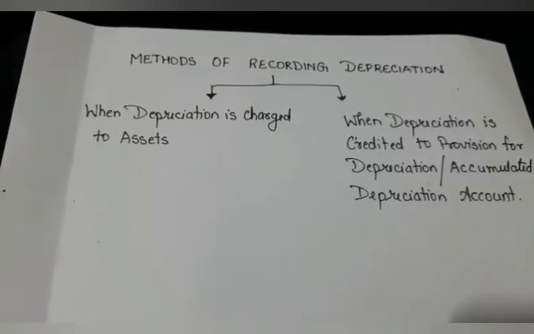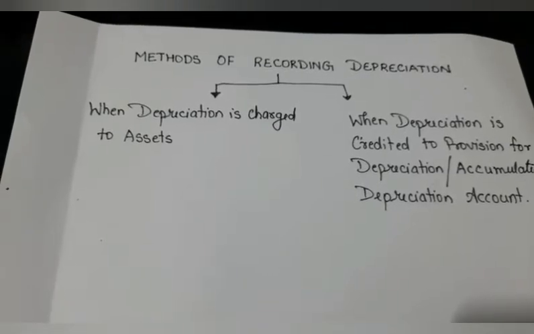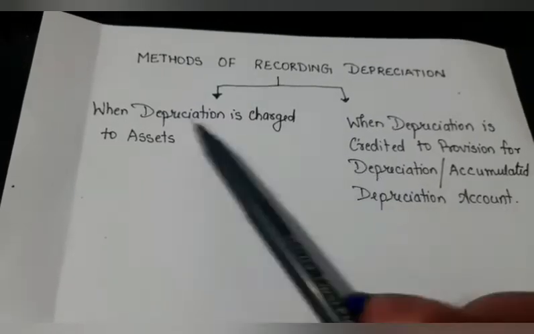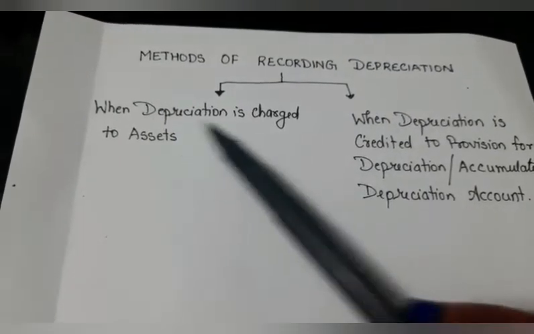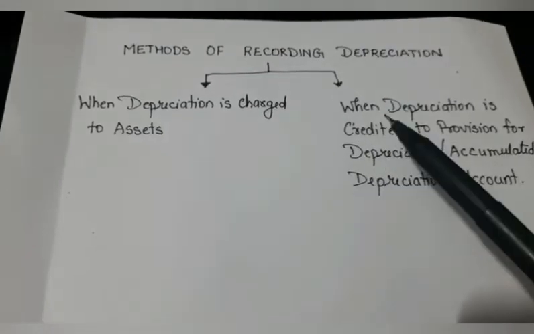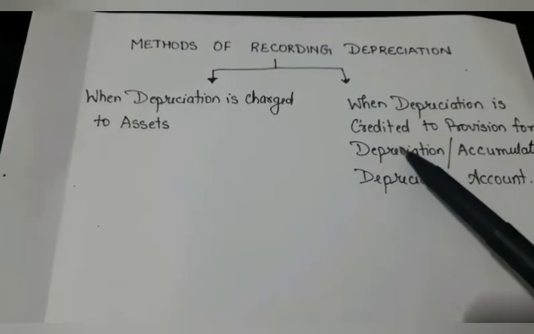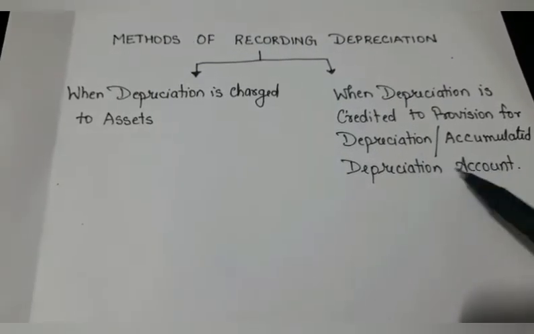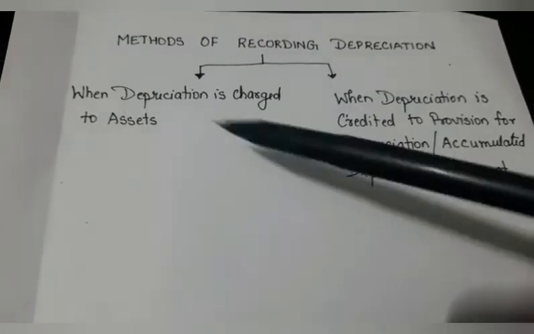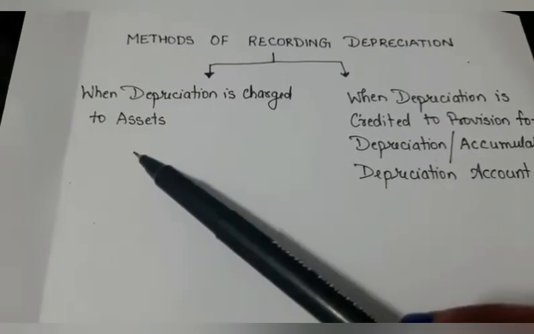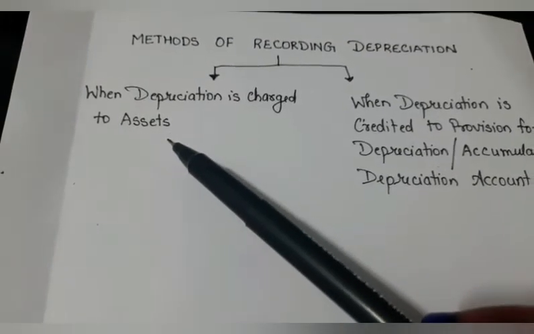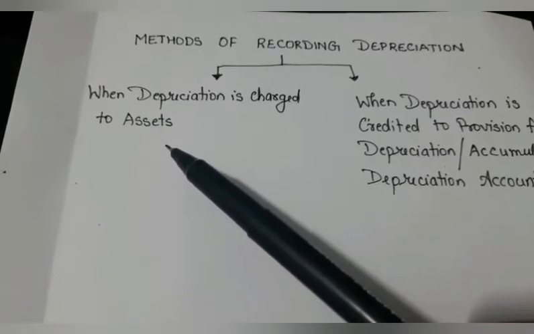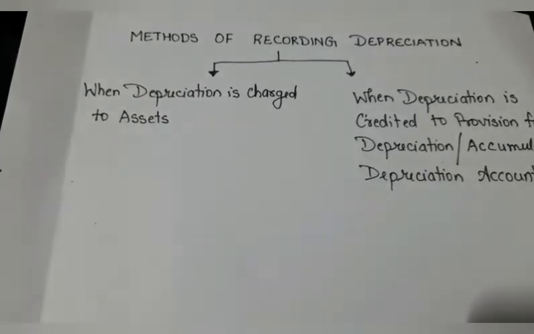Students, in our previous class we have learned that there are two methods of recording depreciation. The first method is when depreciation is charged to assets, and the second method is when depreciation is credited to provision for depreciation, which is also known as accumulated depreciation account. So in our last class we saw that when depreciation is charged to an asset like machinery, what are the possible journal entries? Let us have a quick review of those journal entries first.